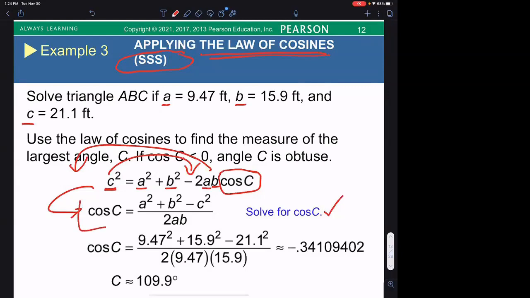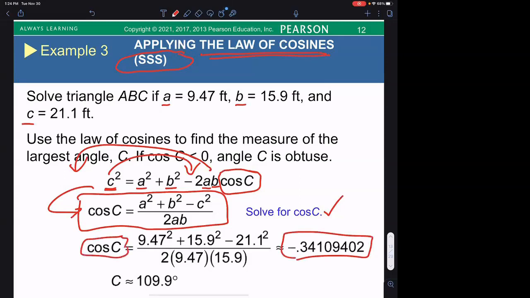Anyway, I'm babbling on. So they isolate cosine c, and they get this formula for the cosine of an angle determined completely based on the 3 sides of the triangle. So if you're given the 3 sides of the triangle, you can get the value of the cosine. And so they plugged all those in, and they got the value of the cosine. And then, of course, to figure out the angle, you take inverse cosine of both sides. And they got 109.9 degrees.